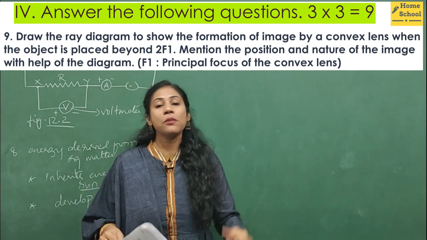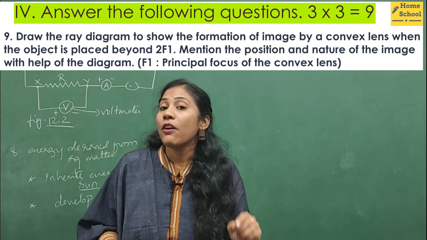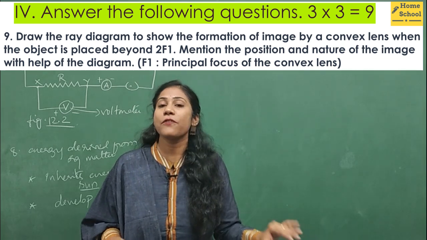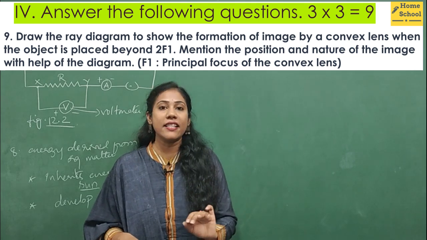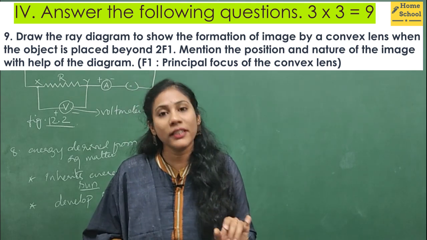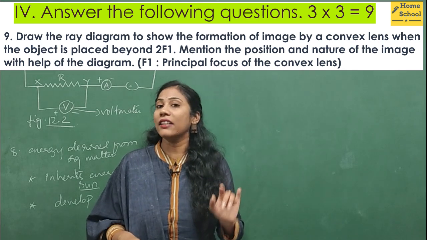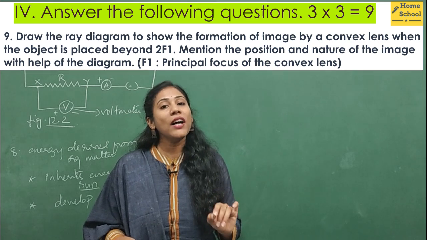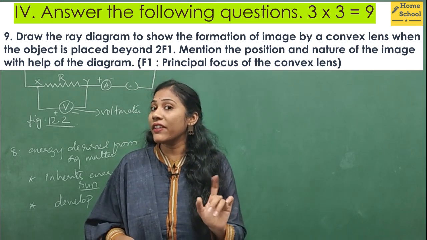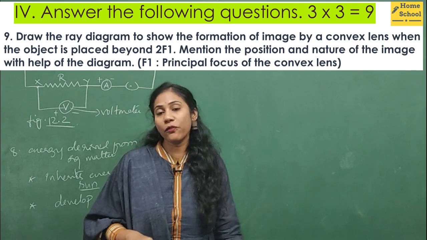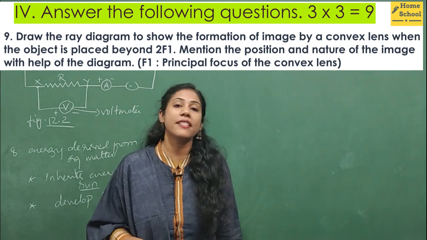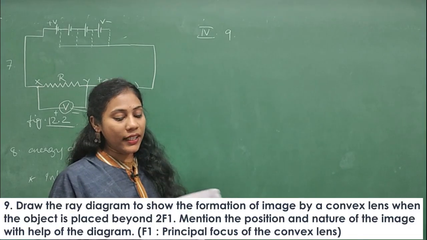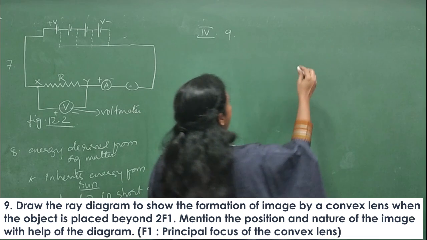See, even in the first model paper, a ray diagram was asked for 3 marks. So concentrate on all the ray diagrams for both convex lens and concave lens. If you want to know how to draw them easily, if you want to know the entire concept of ray diagrams of concave and convex, you can go to the light chapter where I have given very good detailed information, right? The link is provided in the description. Please have a look at the video. Fine. So you have to draw a ray diagram. What lens is it? Convex lens.